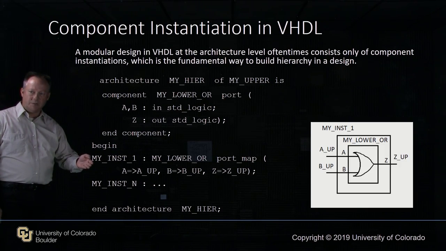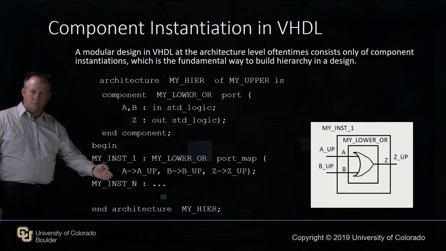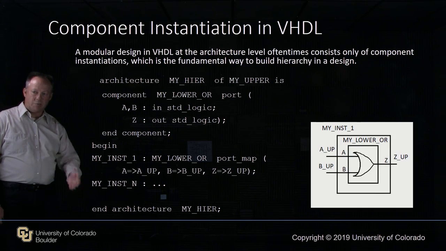So my instance 1 includes the component of my lower OR mapped A to A upper, B to B upper, and Z to Z upper. And in this case, we could make multiple instances, instance 1, instance 2, instance n.